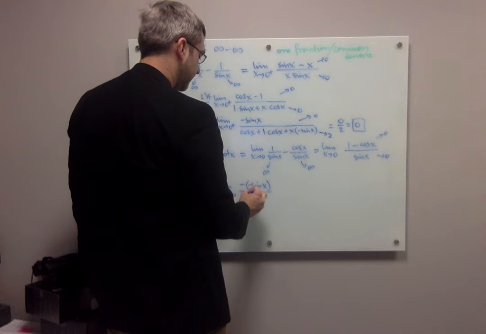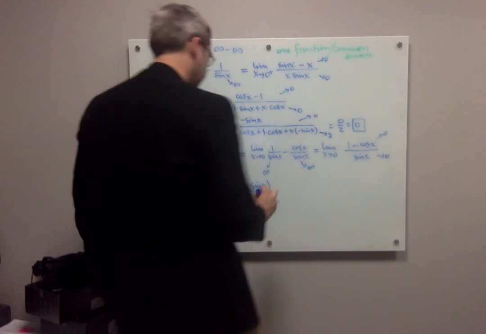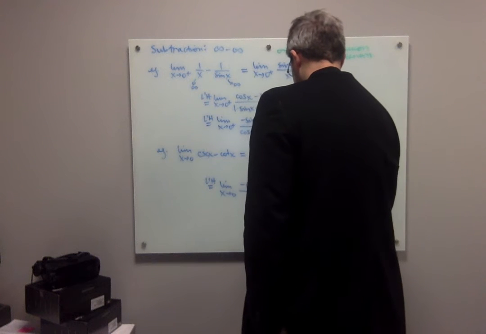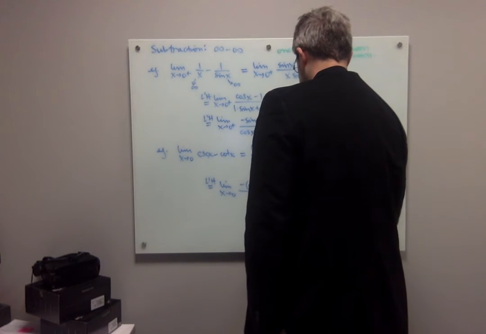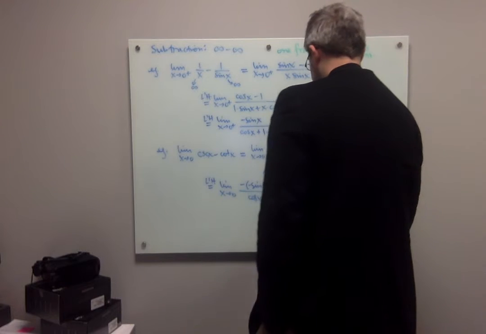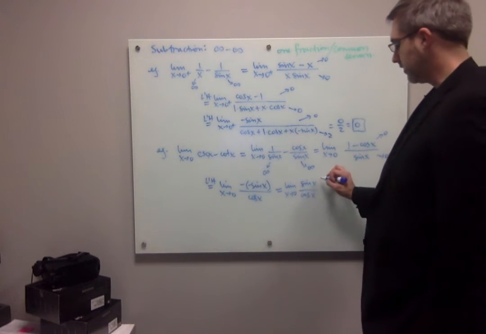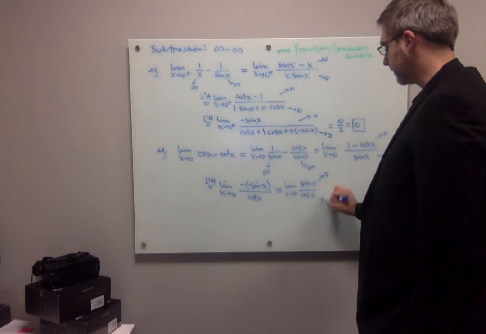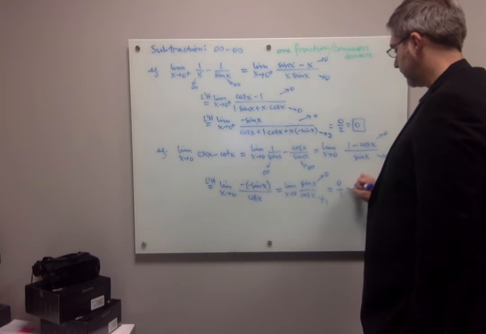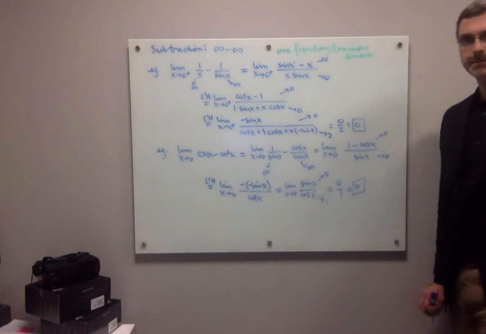Derivative of sine is cosine. So let me clean this up just for a second. So this is the limit as x goes to 0 of sine over cosine. So now, when x goes to 0, the top goes to 0, but the bottom goes to 1. So my overall limit is 0 over 1, which is 0. Okay?